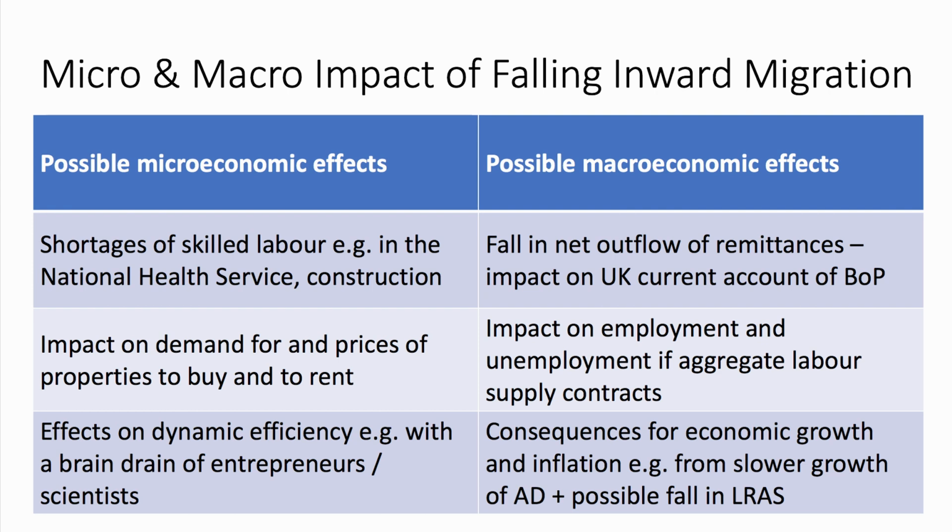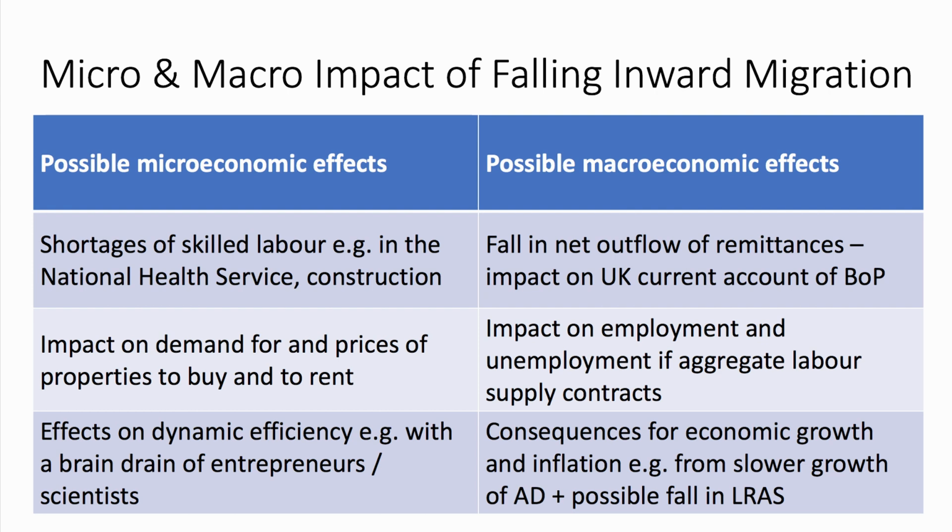So, for example, if migration falls, then there might be shortages of skilled labour, particularly in sectors that have relied heavily on migrant labour in the past, such as the National Health Service, social care, the construction sector, and many other sectors as well. So there could be a labour market focus. Another microeconomic effect could be on the market for housing, both to buy and to rent. So you could focus your answer on the impact on the housing market.